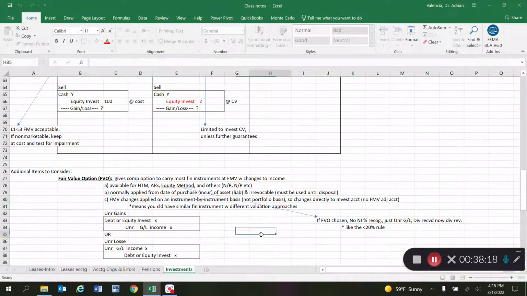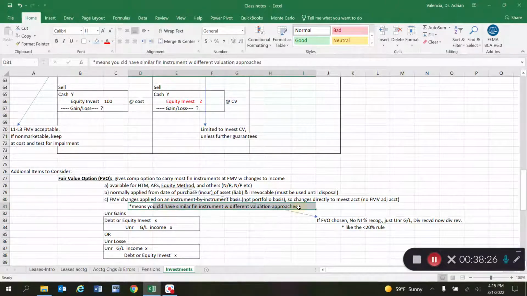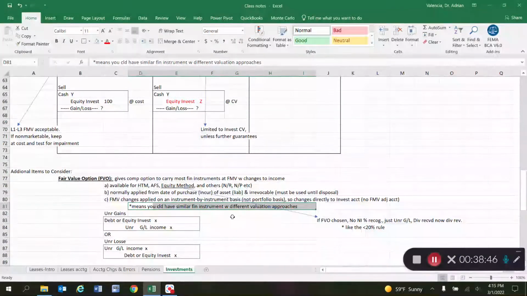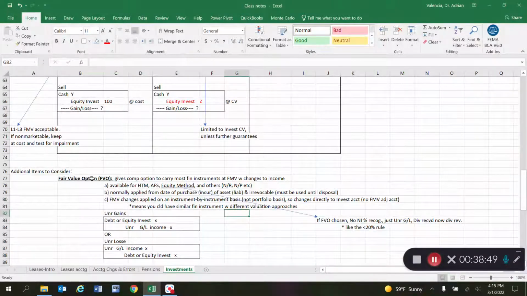Okay? Now, what's quirky about this idea of the fair value option is that you could have similar instruments. So in other words, you could have invested in bonds in company ABC at one point and accounted for it as held to maturity. And then later on, at a different date, you might have bought more bonds of that same company and chosen to use the fair value option. So you might have similar financial instruments with different valuation approaches. And that is kind of weird.